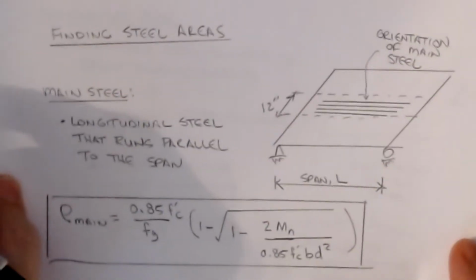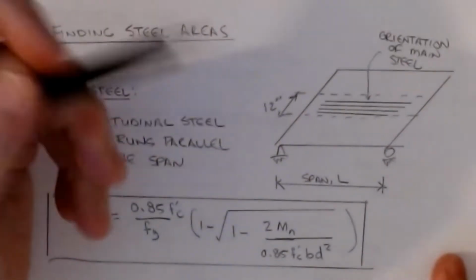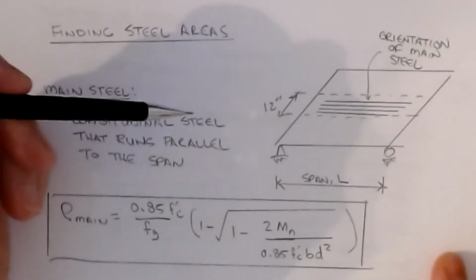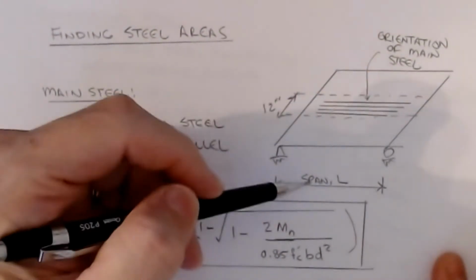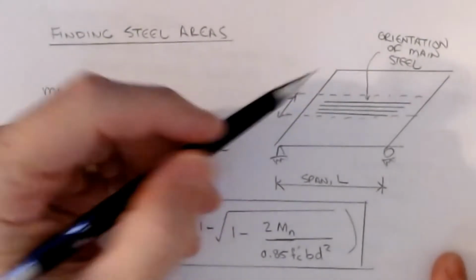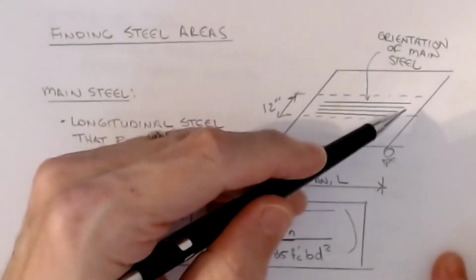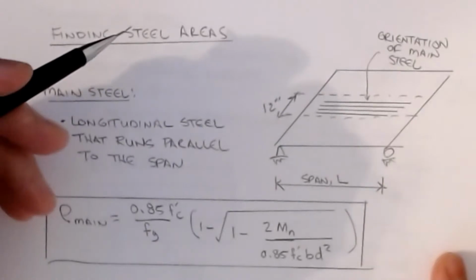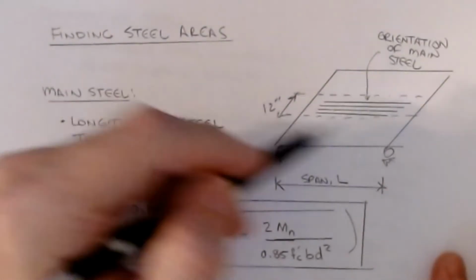Okay, so a couple of things to consider. In any slab, there will be steel running in both directions. We're going to start off with what we call the main steel. So that same picture replicated, if I have a span of L, the main reinforcement is assumed to be running parallel to the span. It's the longitudinal bars, if you will, on this particular section. So they run this way.